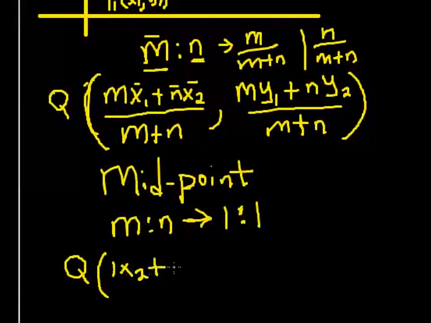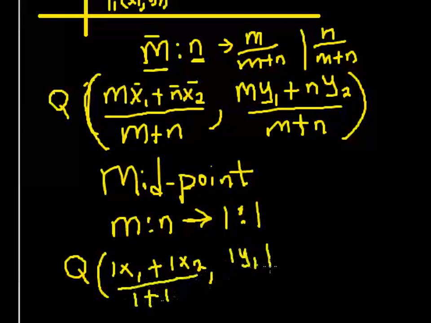Plus x1, okay, please pardon me, x1, right, which of course is x1, plus 1x2, then divided by the sum, okay, m plus n, okay, that's 1 plus 1, comma, the same thing for y, okay, 1y1 plus 1y2 divided by 1 plus 1.